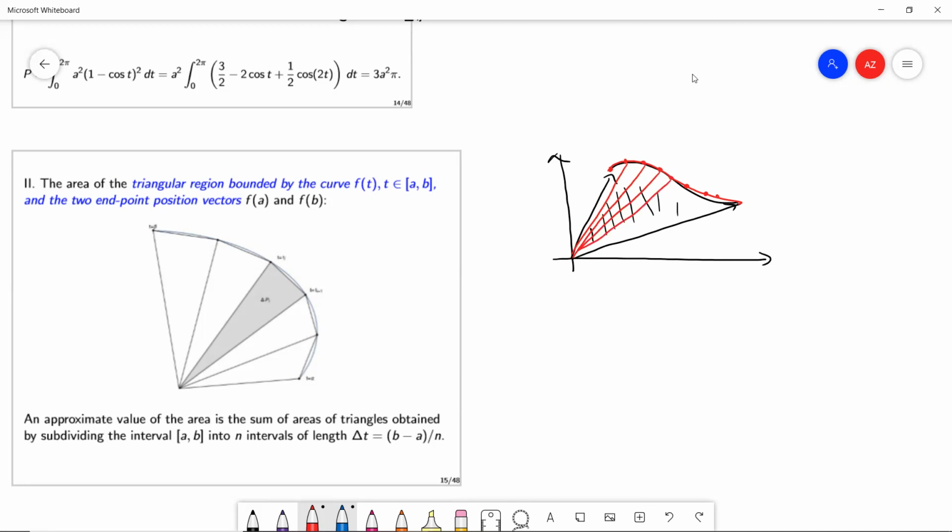And so we have here f of t naught, f of t1, f of t2, and so on. Those are position vectors in these points. And now let's recall how to compute the area of the triangle. If we have a triangle, let's say that this is vector A, this is vector B. So one way to calculate the area of the triangle is to compute the vector product, the cross product of A and B.